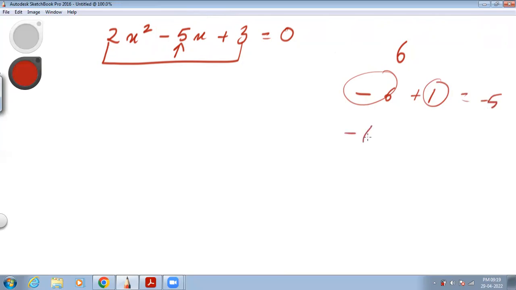But minus 6 into 1 is equal to minus 6. This is not what we need, because we need to find plus 6, right? So this is not our way. Is there another way we can do it, if we split minus 5?